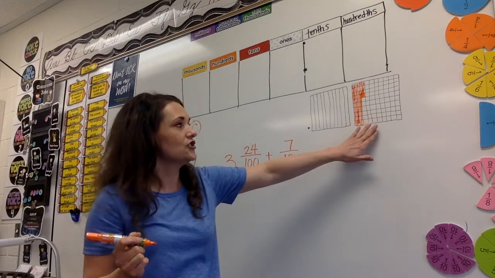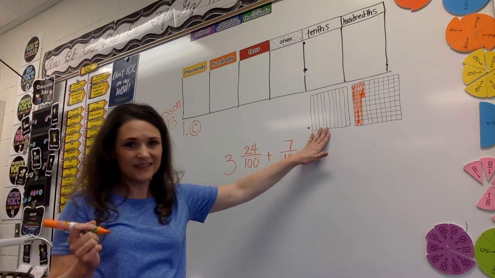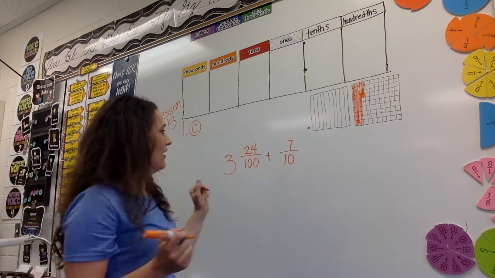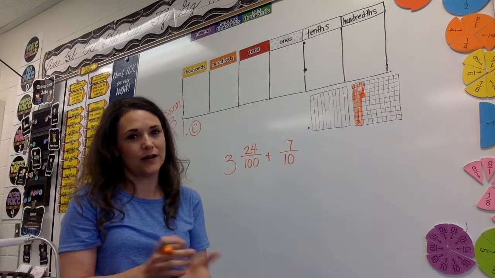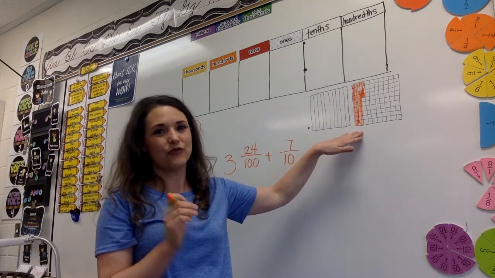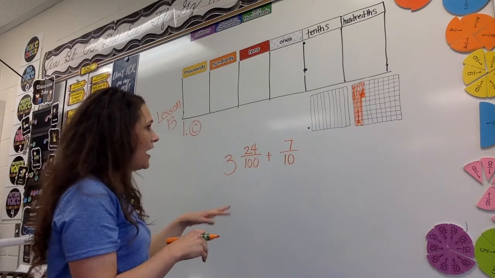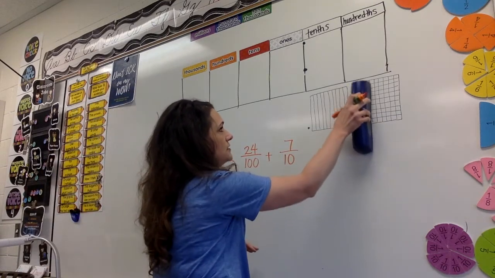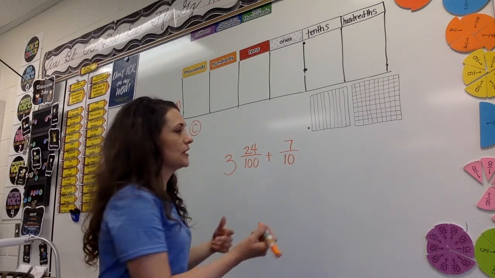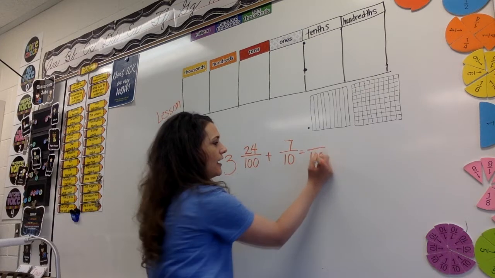Now, could I change this to look like tenths and divide them to make that? Because whatever you do at the top, you have to do at the bottom, right? We kind of practice that, but there's no way that I can have 24 evenly go into tens evenly. So I'm going to have to change this 7/10ths into hundredths.